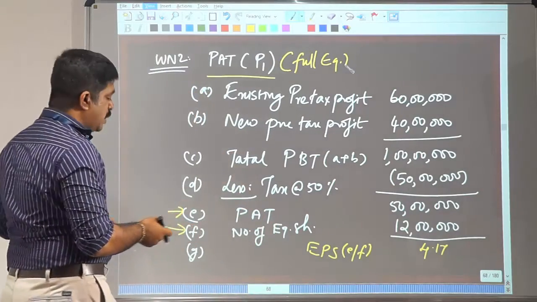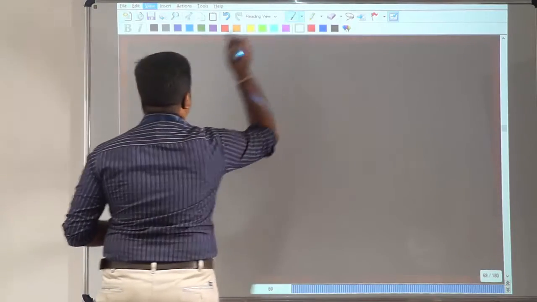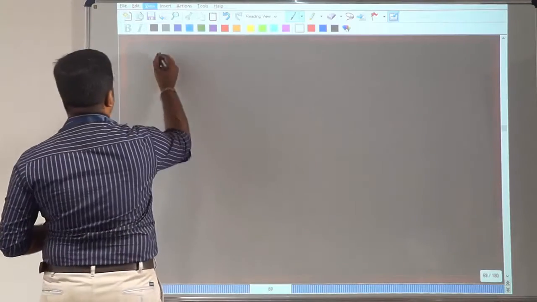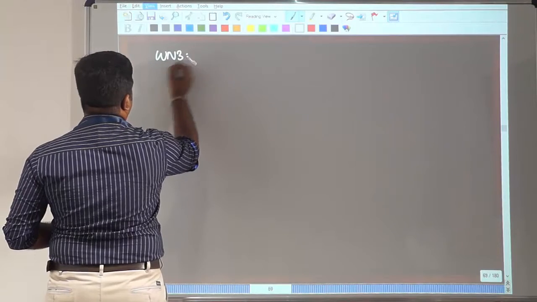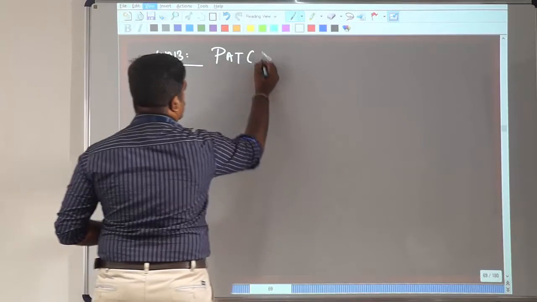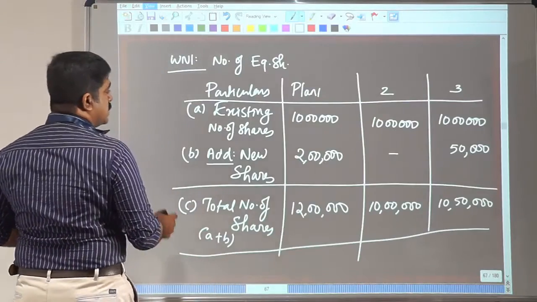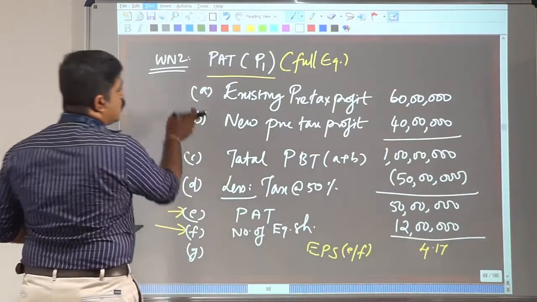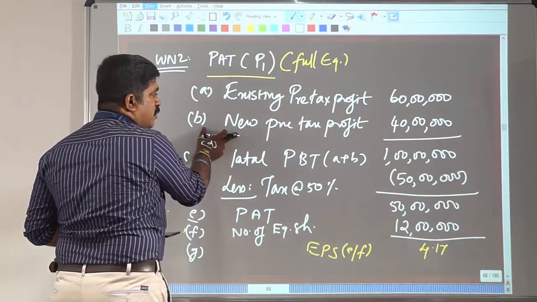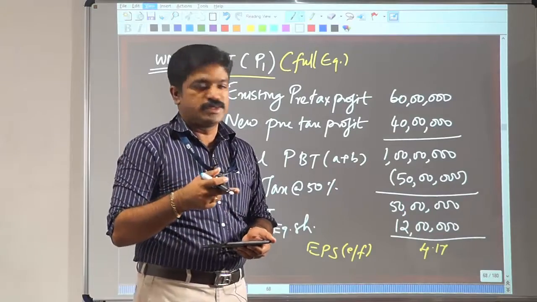Now we'll evaluate plan 2. What is plan 2? Plan 2 is full of debt, right? What's the working note number? It is working note 3. That is, you have to find out the profit after tax of plan 2, and for that you should know what is your existing profit. Okay, you know your existing pre-tax profit is 60 lakh and your new pre-tax profit will be 40 lakh, but it is only from this profit you have to pay off the interest, right?